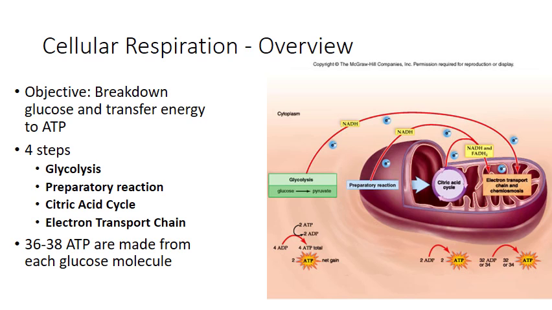And then the final step, the electron transport chain, is going to be sort of similar to what we talked about in the light reactions in photosynthesis, where we're going to let these electrons flow down from really high energy molecules like NADH and FADH2, and they're going to flow down this electron transport chain, and as they go, we're going to be making ATP. And this is where most of the ATP are made. From each glucose molecule, we're making on the order of 36 to 38 ATPs.